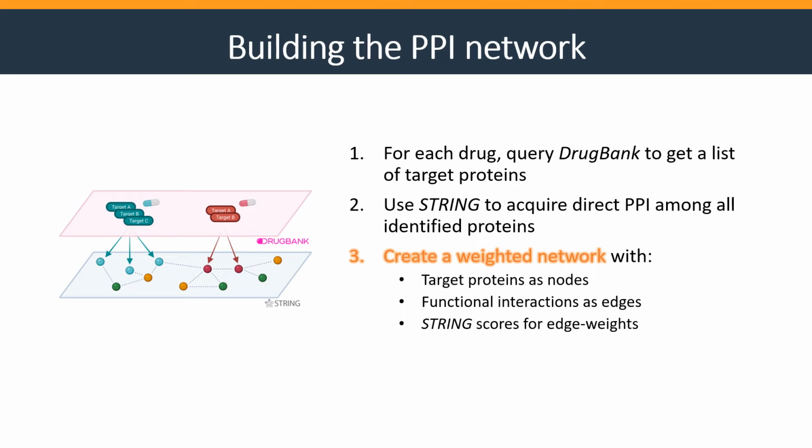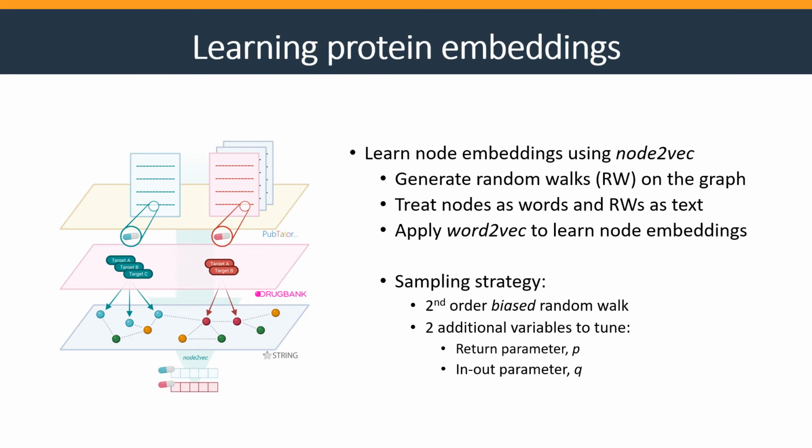Finally, we are in a position to create our weighted network. And this network includes nodes that are target proteins, edges that encode all the functional interactions between them, and we also use STRING interaction scores to weigh those edges. During the next step then, we want to utilize the weighted network that we just created in order to learn protein embeddings. And the reason we want to do that is because this is a very natural way of incorporating this additional drug similarity information into our neural model that is already using text embeddings for classification.